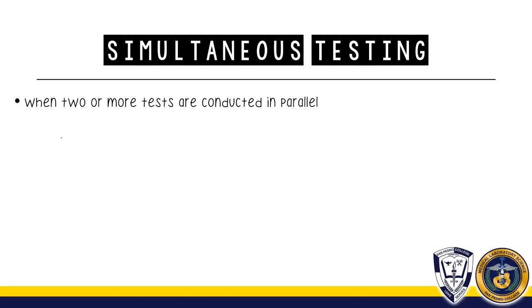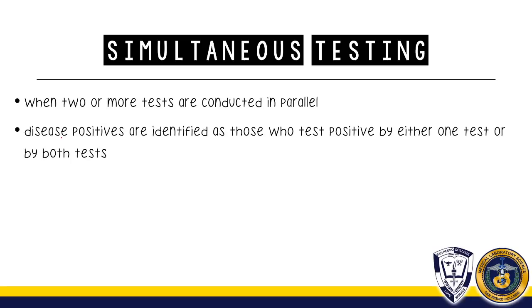Now, simultaneous testing is when two or more tests are conducted in parallel, agad-agad, sabay. Disease positives are identified as those who test positive by either one test or by both tests. So, pwede ta moingon na positive ka, either one lang sa test na mag-positive ka. All the more pa jud kung mag-positive ka sa both, then all the more na considered ka having the disease.